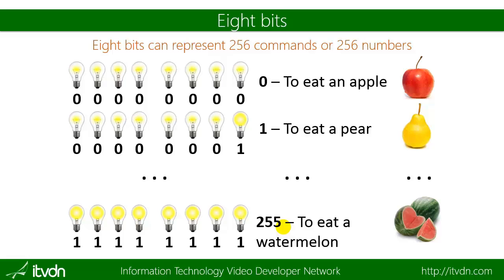The principle still remains the same. 8 bulbs, all having a value of 0, you get to eat an apple. And it continues till you reach all ones and a full value of 255, which is the maximum value that an 8-bit system can hold. On the next slide, I'll show you what a byte is.